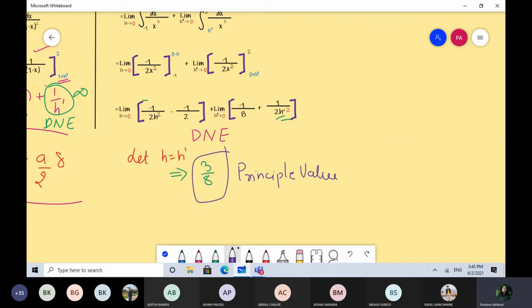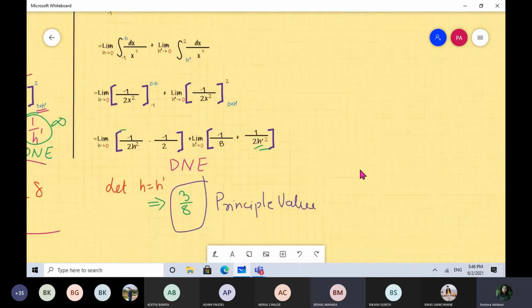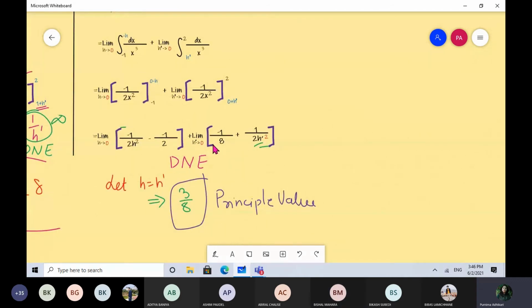So what is your principal value? The wrong solution, or the solution which you get by ignoring the fact that your integral is an improper integral. Okay, what you actually have to do is split your integral into two parts. You take the limit h tends to 0, h dash tends to 0. You will solve it this way and you will get the non-finite solution. So that's your actual, or correct, answer. This 3/8 is not your correct answer. All right? Understood? Yes, ma'am.